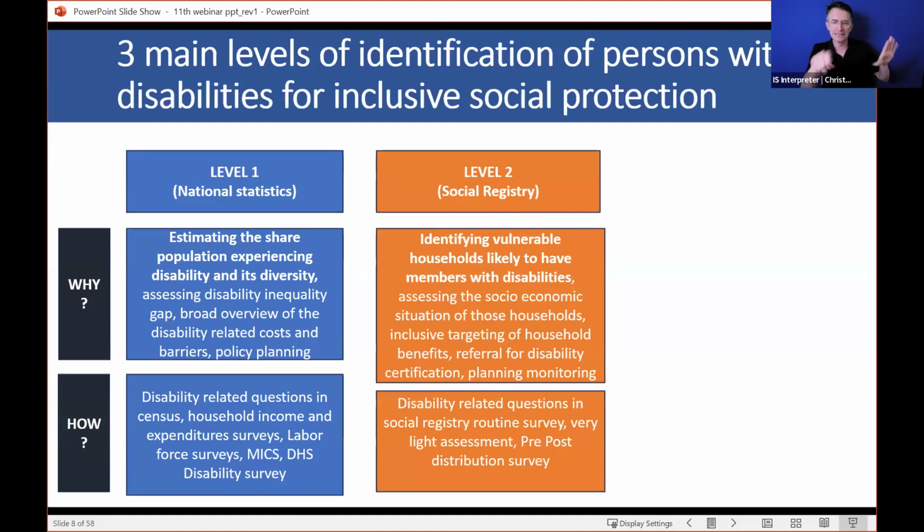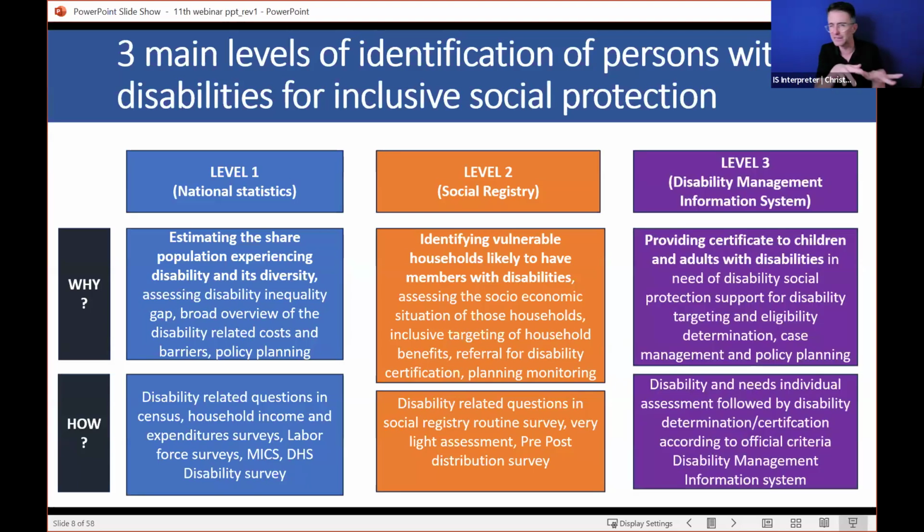Then there is a second level, where we enter the realm of administrative data: the social registry, the social protection information system. And very often, this will help identify vulnerable households that are likely to have members with disability. That will help to assess their specific socioeconomic situation, facilitate inclusive targeting of household benefits, and provide a space for referral for disability certification. And that often includes disability-related questions in the social registry, routine surveys, and registration. But it can go up to a very light assessment.